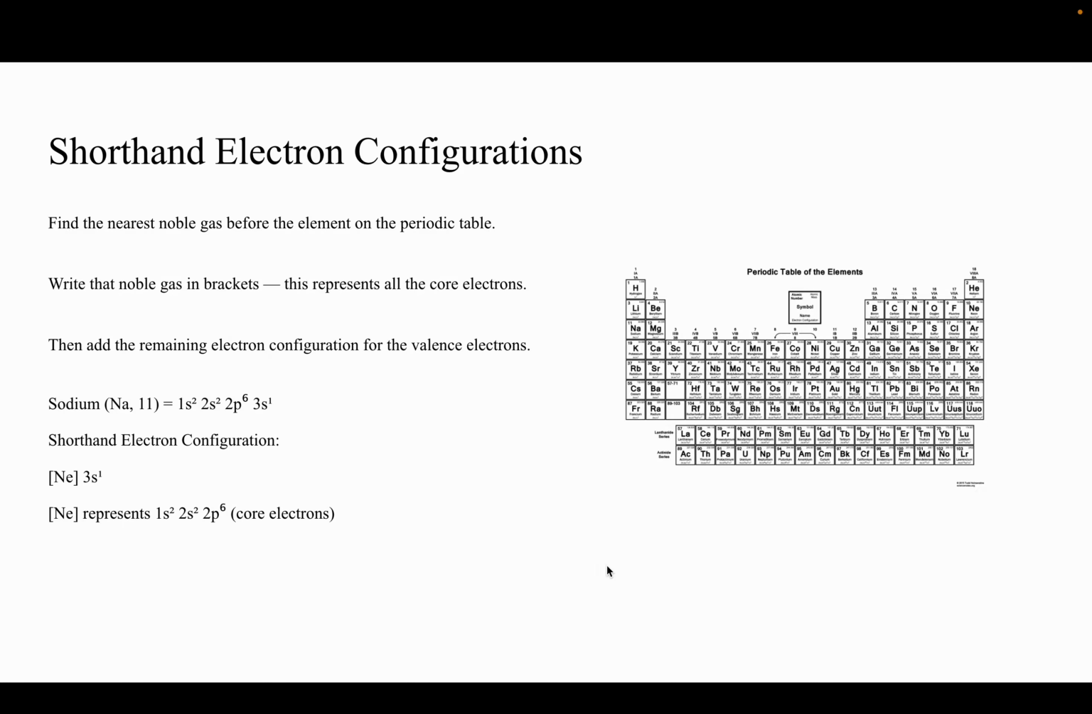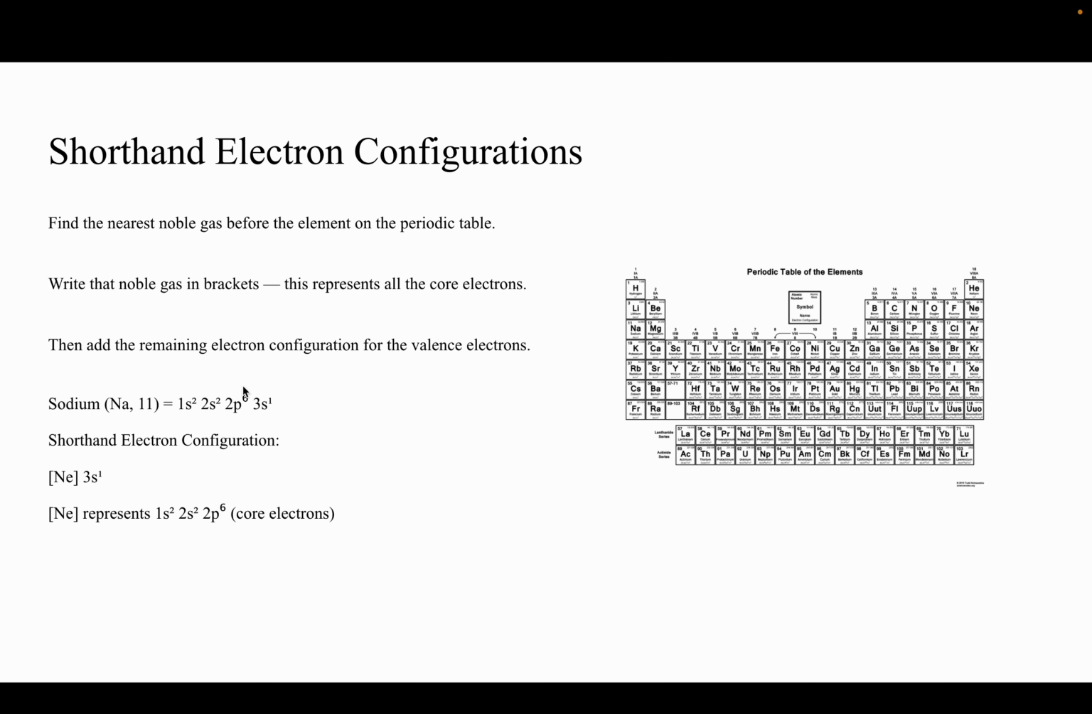Shorthand electron configurations. We already discussed the actual electron configurations in the previous video. Go check that one out if you haven't already. Basically, these shorthand electron configurations are going to be used for atoms higher up in the periodic table where they have many more electrons, and writing their electron configuration would be much more time-consuming and lengthier.